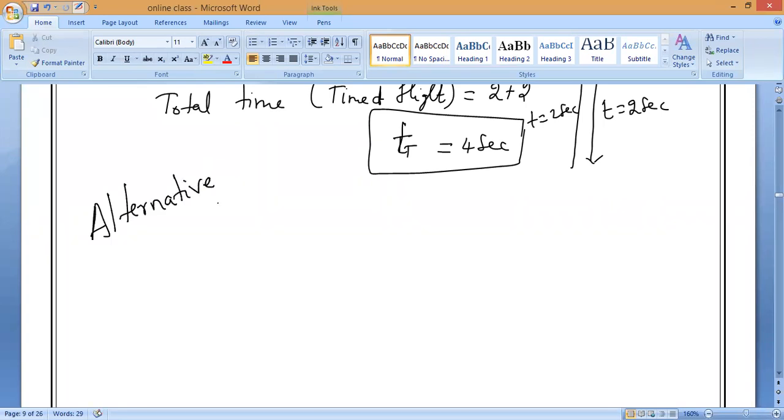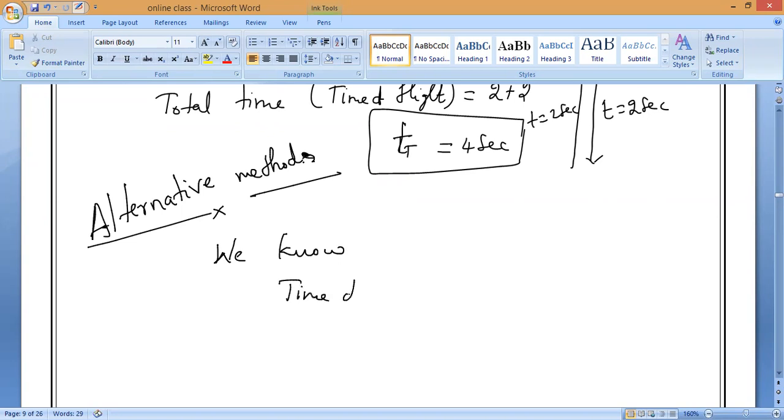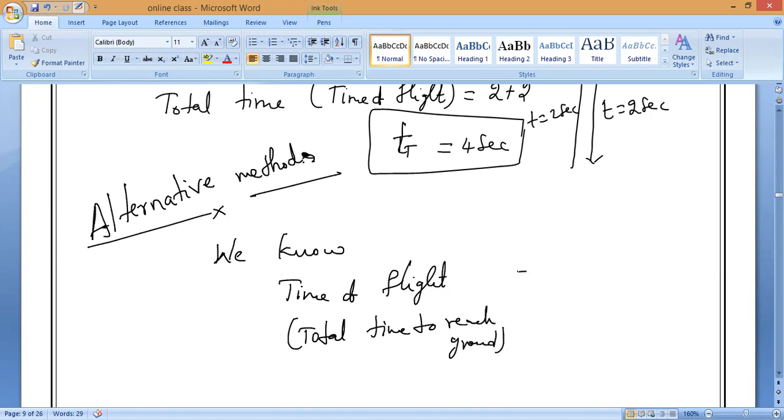Now you can see, in the alternative method, you can keep a heading and simply solve. We know that you can write the formula directly. We know time of flight, or the total time, is given by this formula. We can use this formula in the normal method also. Understand, Hari? No need to mention time of flight; they can also say total time to reach the ground. Everything is the same. Then what is the formula? 2u by g. That's all. You can get the answer.